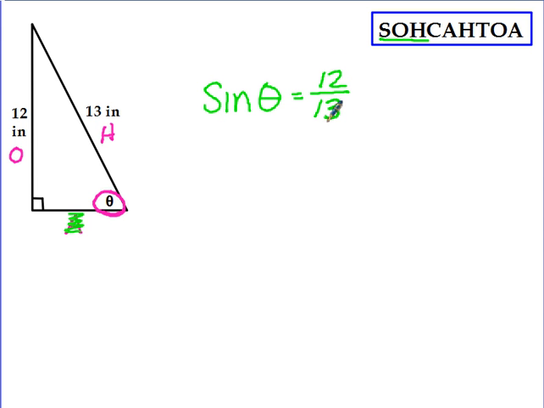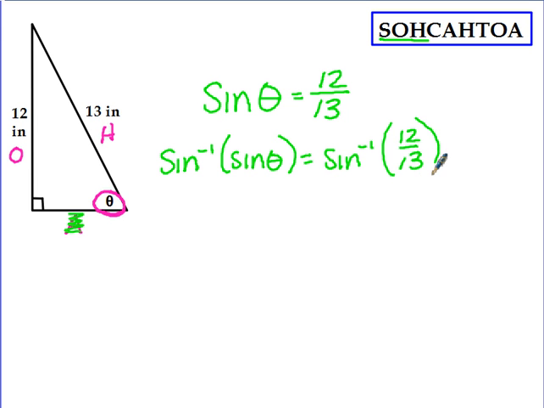Now again, you have to solve for theta. So to get rid of it, I'm going to take the inverse of both sides. That's going to get rid of my sine.